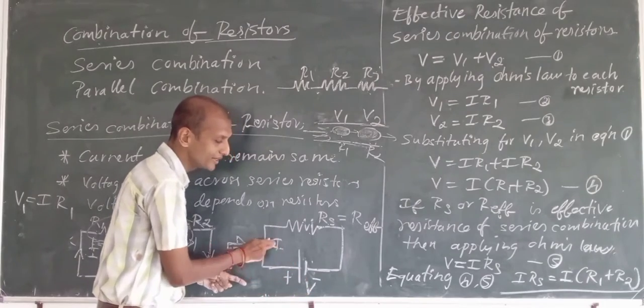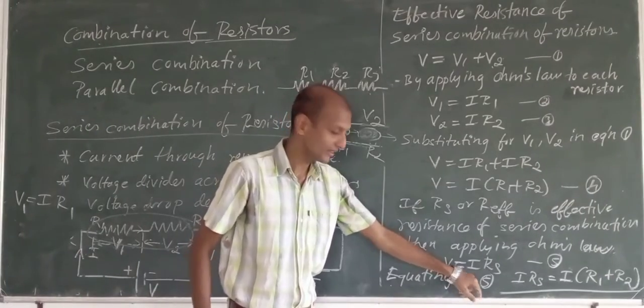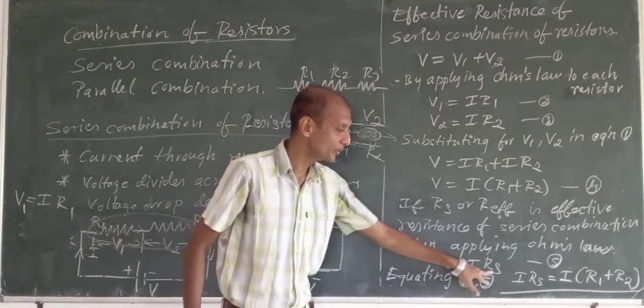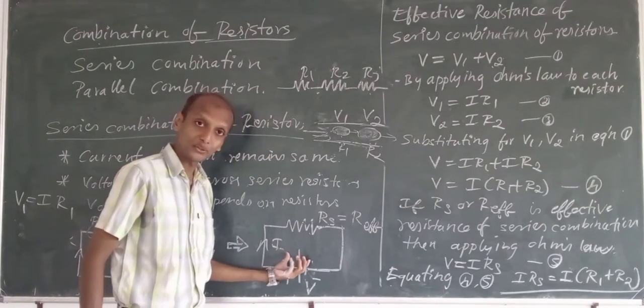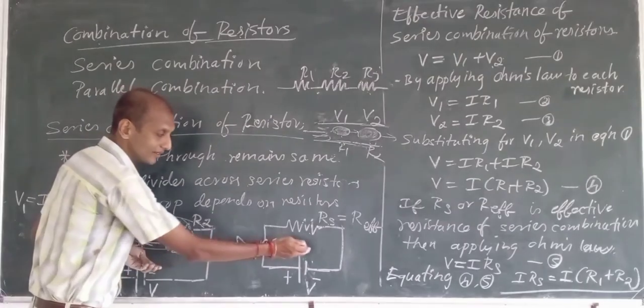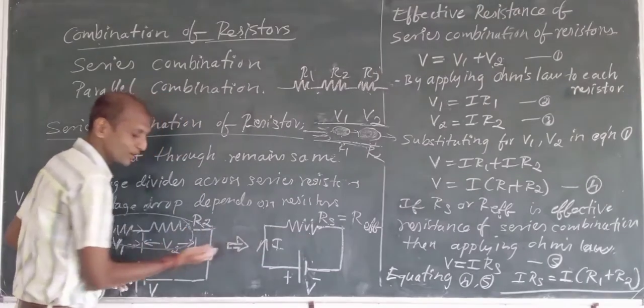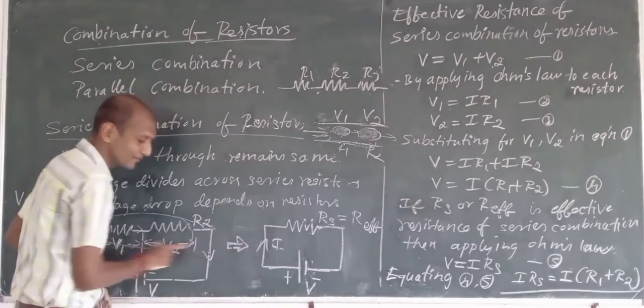V is equal to I into Rs. So V will be I into Rs for this circuit. For this equivalent circuit, we can say this circuit is the equivalent circuit of this circuit.